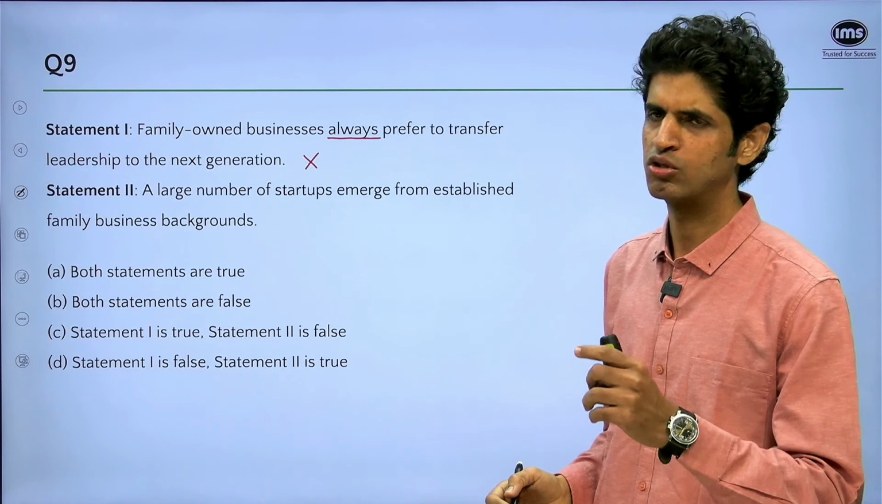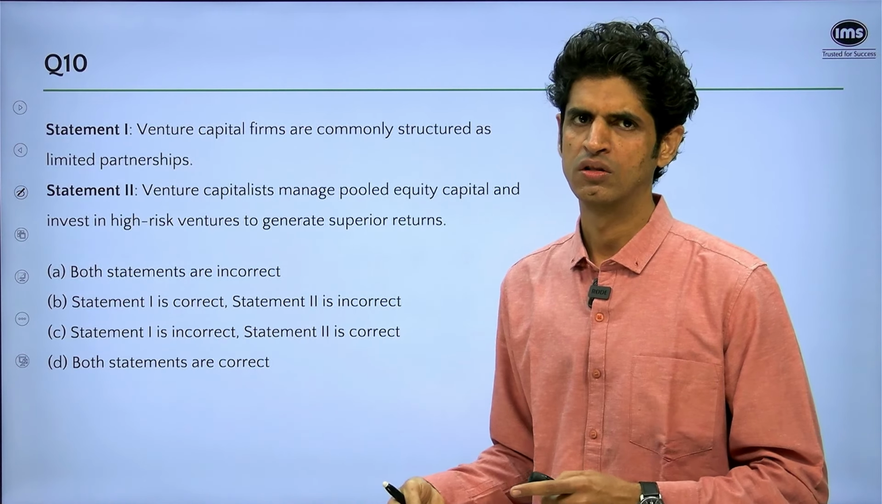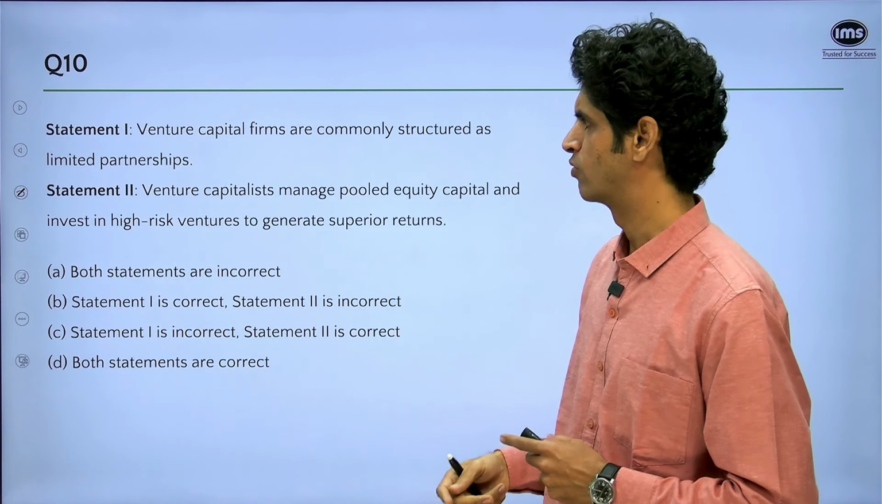Option 4. Venture capital firms are commonly structured as limited partnerships. Yes. These are people coming together to form firms so that they can finance other businesses. Remember, the intention is high returns in low time frames, small time frames. Venture capitalists manage pooled equity capital and invest in high risk ventures. I was talking about this to generate superior returns. That's the very aim a venture capitalist has. Both of them are true. Option 4 is the way to go.